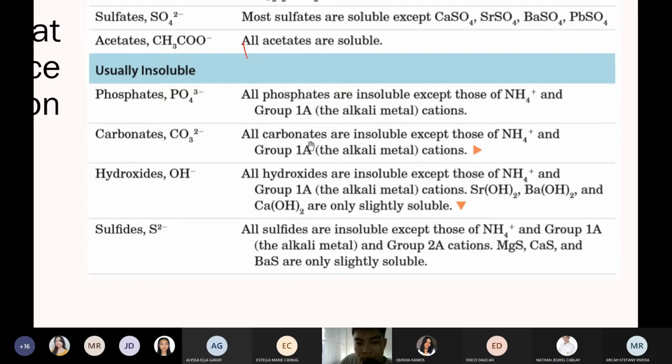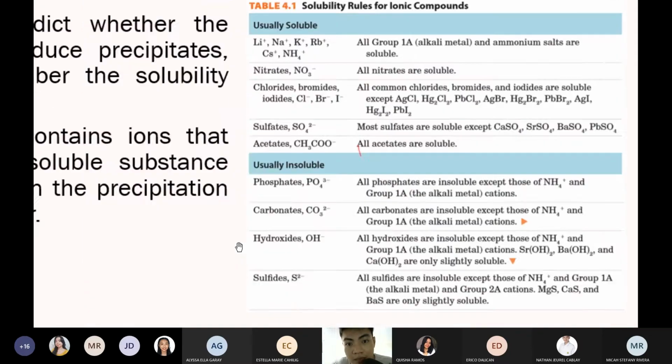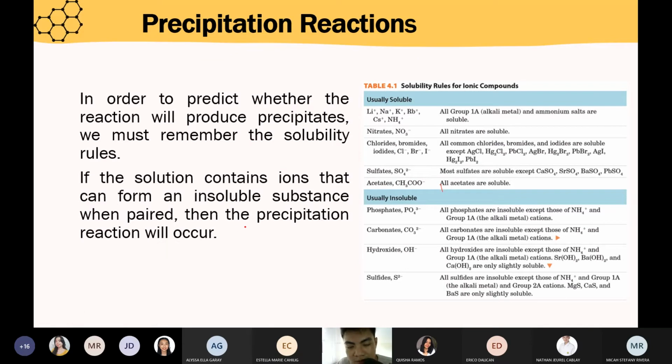So, yan. So, yung carbonate, mamumuo siya. Okay? Kaya nga yung cream of tartar, buo yun. Okay? Kasi yung baking soda, buo din yun. Okay? So, yan. Anyway, hydroxides, OH minus. Sabi dito, hydroxides are usually insoluble except when they are paired with ammonium, group 1s, strontium, barium, and calcium. Otherwise, they are precipitates. Okay? And then lastly, sulfide. All sulfides are insoluble except ammonium, group 1, group 2, magnesium, calcium, and barium. Okay? So, yan. So, again, just save this picture of this table. This will be very handy later.